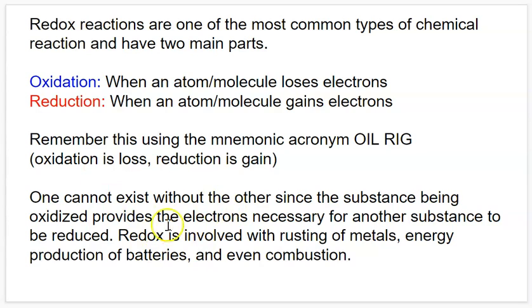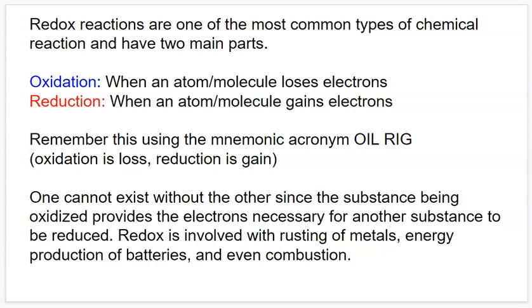Some common examples of redox reactions are the rusting of metal, like iron becoming iron oxide, energy production in batteries, and even combustion. It's weird to imagine, but burning is all about transferring electrons between molecules.